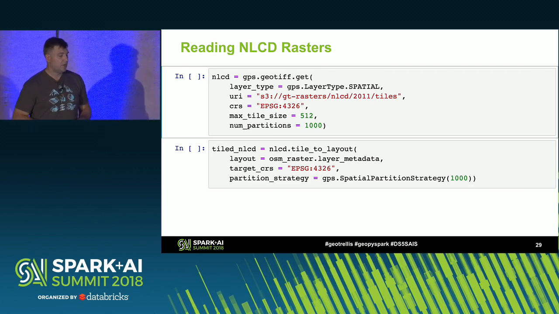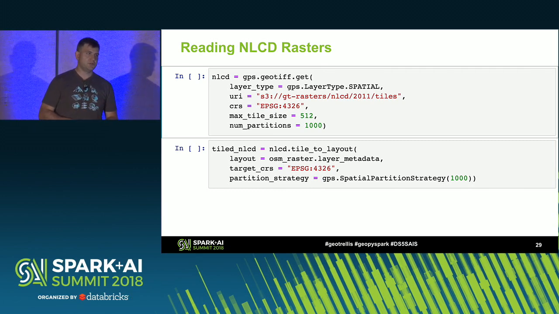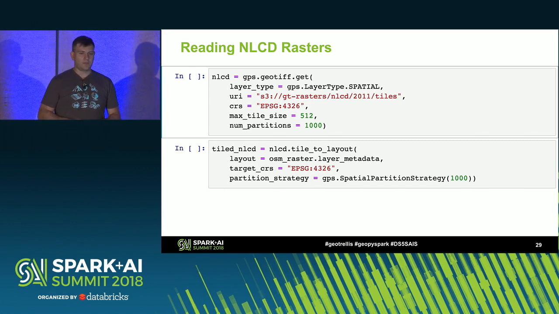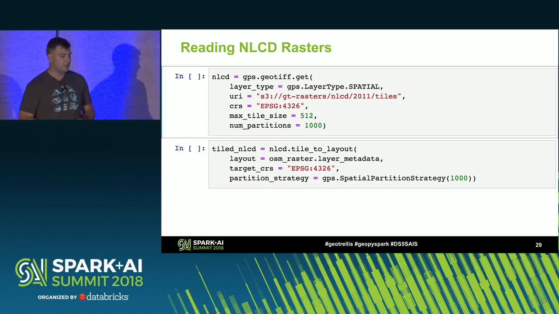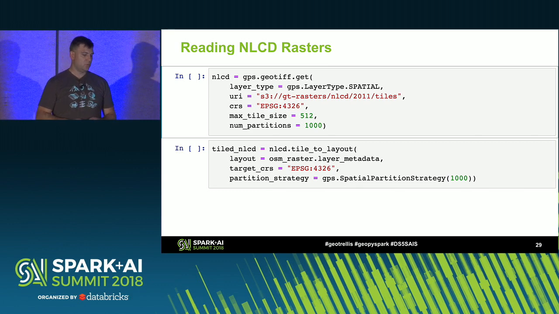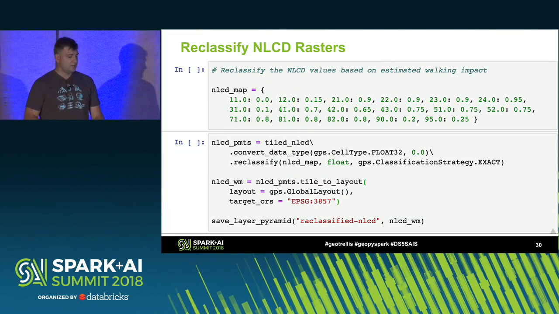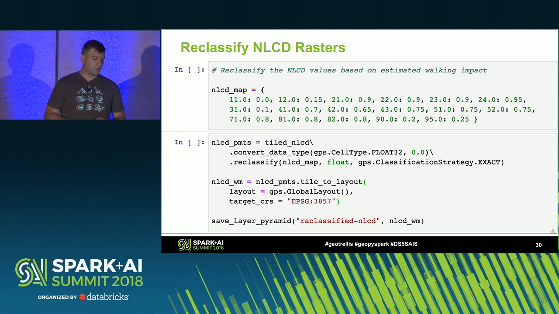First, reading it, because the NLCD dataset is a GeoTIFF, a very common format for raster data. We have a native reader. All we have to do is point it to a URI, tell it how we want to chunk it, and we'll break out the underlying data into those windows, which we then, again, can tile and save out. And apply the reclassification. So that's the interface at the top.